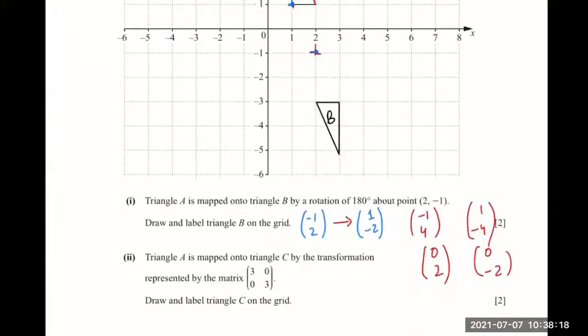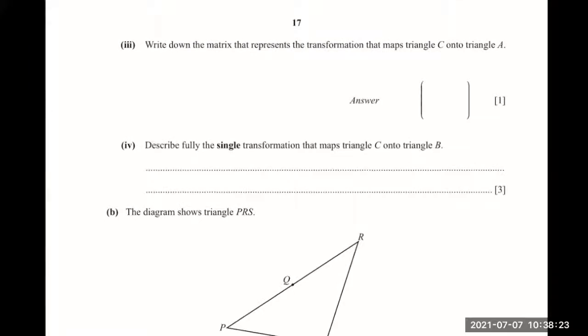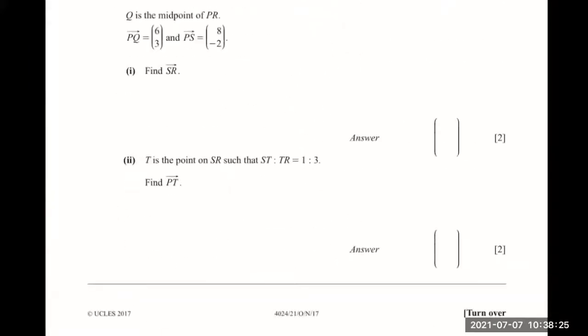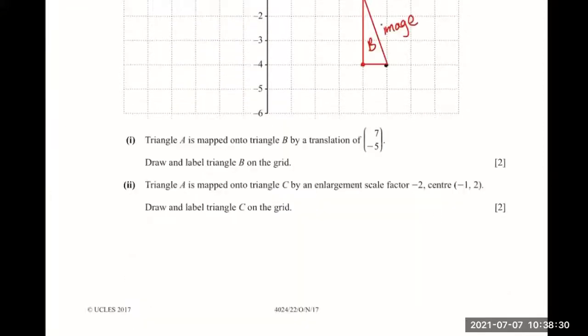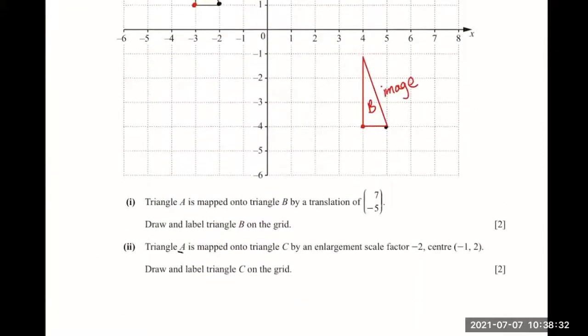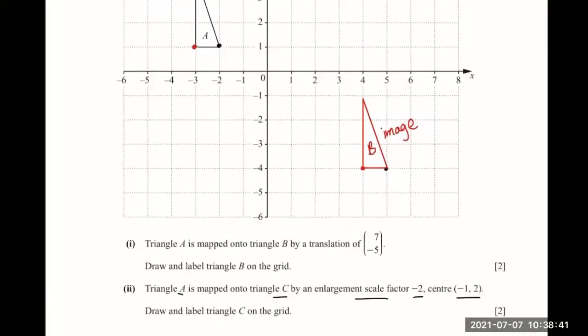Okay, let's see how it's done. If the question is about drawing, I'll show that first, and then I'll take you to matrices and so on. This says triangle A is mapped onto triangle C by an enlargement of scale factor -2 and center -1,2. So the first thing I should do is mark my center of enlargement -1,2. That's my center of enlargement. Let's put a round around that.